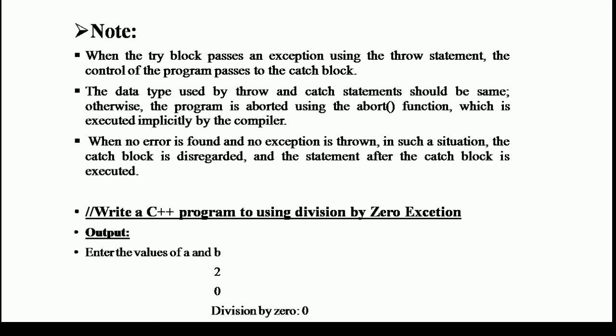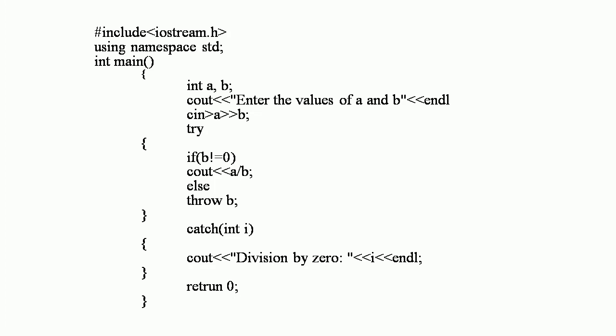cout, that is cout <<, in double quotation marks "Enter the values of A and B", ended with a semicolon, endl ended with a semicolon. cin >> A >> B ended with a semicolon. try, curly braces start, if B is not equal to 0, cout << A / B ended with a semicolon. else throw B. Throw. What is here?